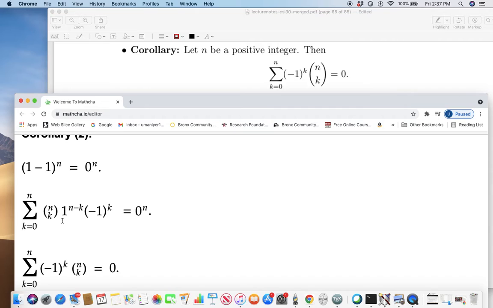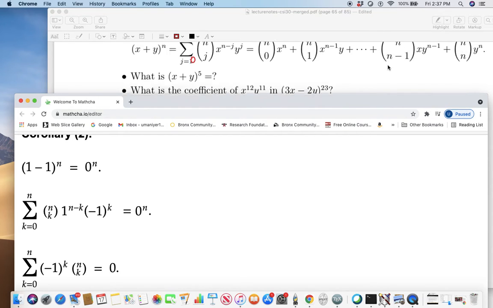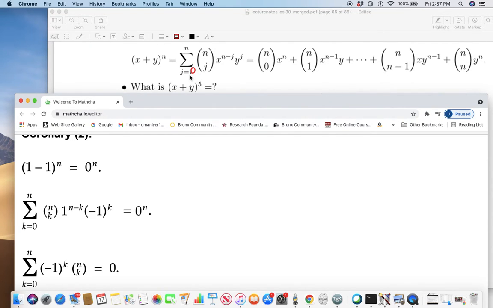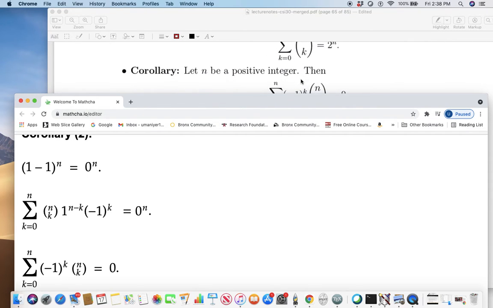On the other hand, using the binomial expansion, what do I have? The summation k going from 0 to n of n choose k, x^(n-k), and y is negative 1 to the power k. 1 to any power is 1, there's nothing to do, but (-1)^k stays. n choose k, all of that is 0, which is what we wanted to prove.